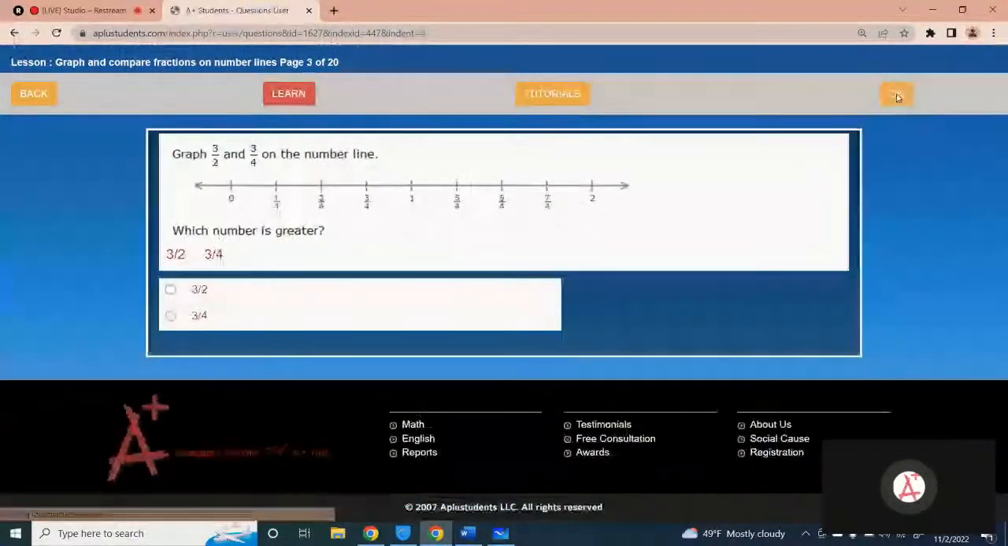Okay, now the next one is graph 3 over 2 and 3 over 4. So you can see here you have 3 over 4, and when you make the denominator same, it would be 6 over 4. So here you have 3 over 4 and here you have 6 over 4. So which of them is greater? 6 over 4 or 3 over 2 is greater. Got it? Just select the correct option and then click on the OK button.